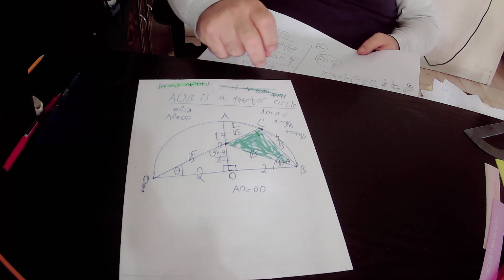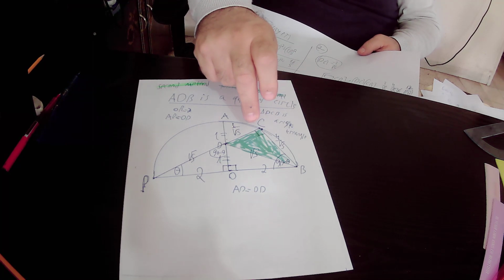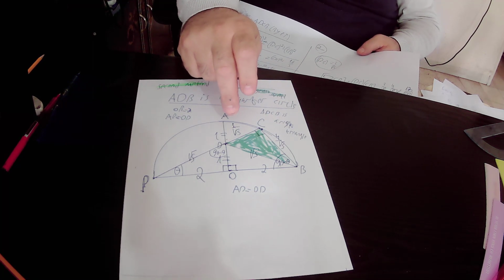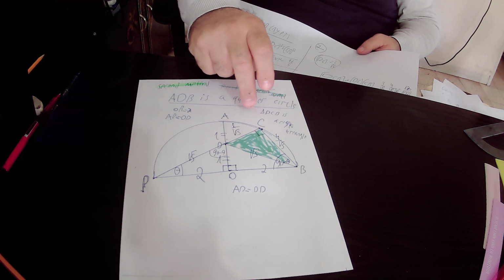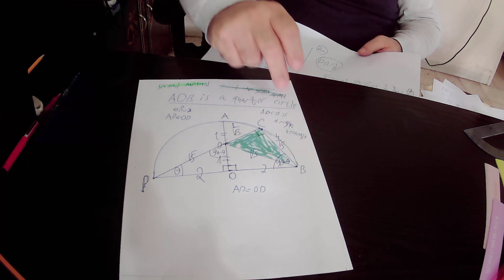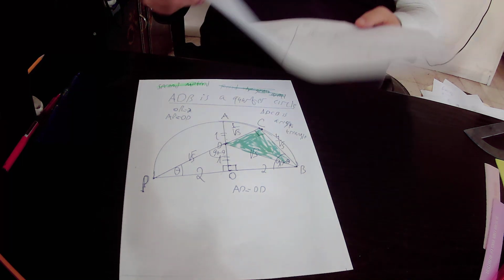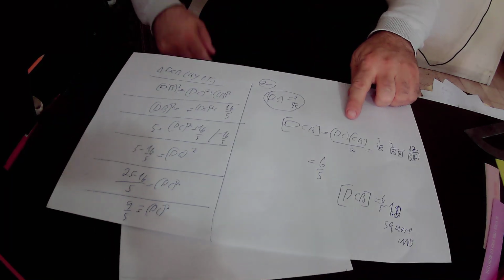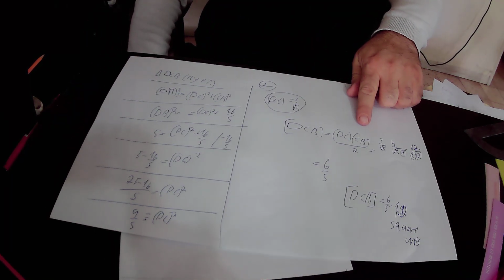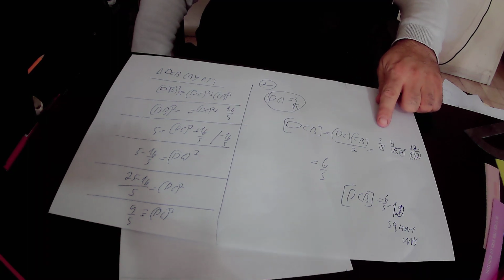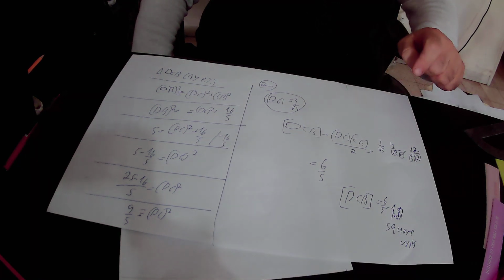Now it is very easy to find the area of the blue right triangle, triangle DCB. The area of the blue right triangle equals the base of the triangle, that is DC, times the height, that is CB, over 2. DC equals 3 over square root of 5 units, CB equals 4 over square root of 5 units, all divided by 2.